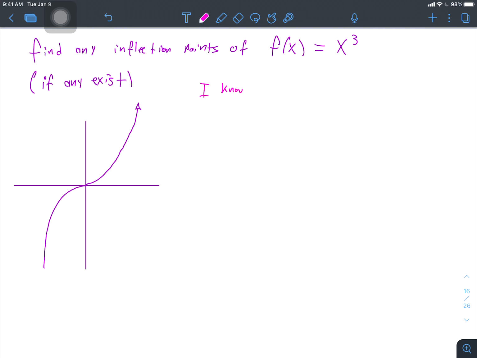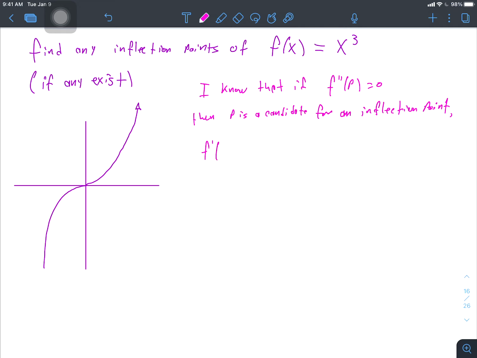I know that if f double prime of p is equal to 0, then p is a candidate for an inflection point. So what I'm going to do is start by solving. I'll take the second derivative of this and set it equal to 0 and see if there are any points p where the concavity is 0.